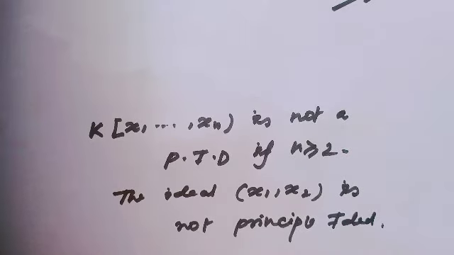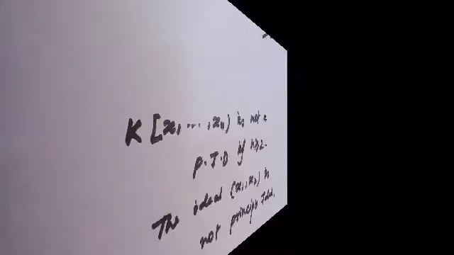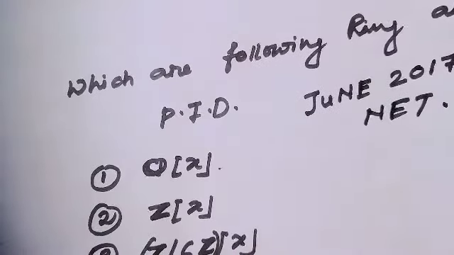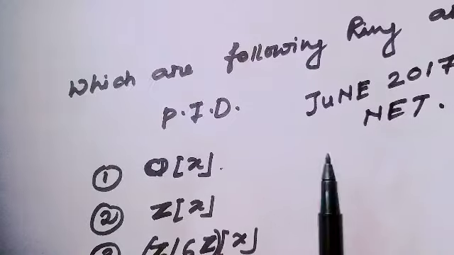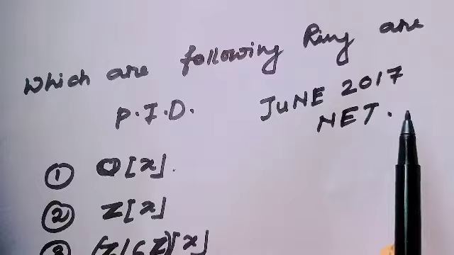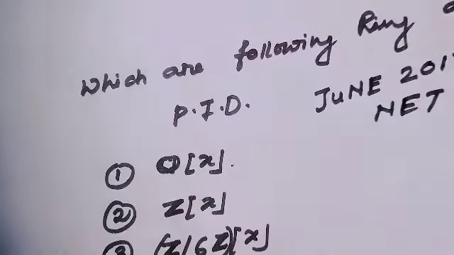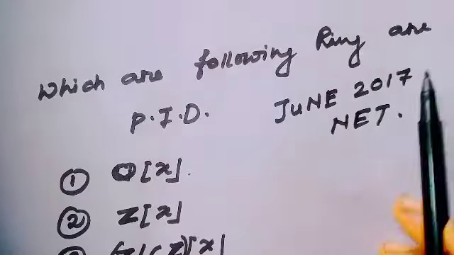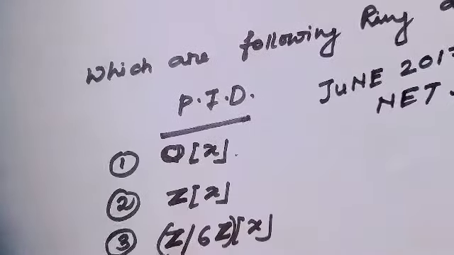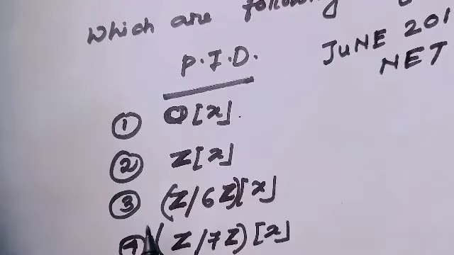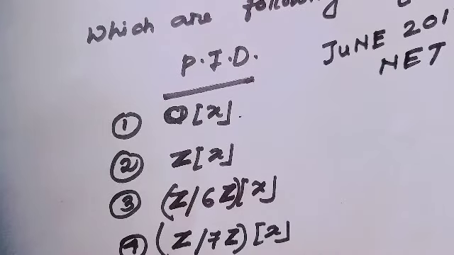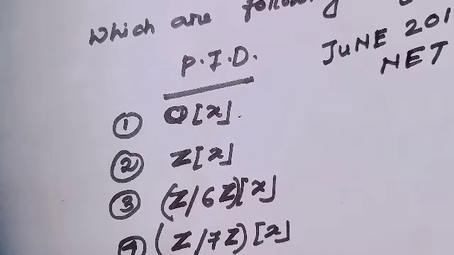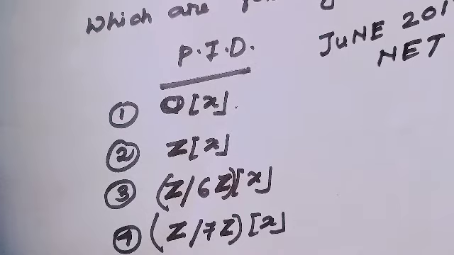So, this ring is not a P.I.D. We will see some examples which came in the CSIR NET exam about the P.I.D. The first question came in the June 2017 NET exam. The question is very simple and very easy. Which of the following rings are P.I.D.? First Q[x], second Z[x], third Z mod 6Z [x], fourth Z mod 7Z [x]. I hope all my viewers have understood what a P.I.D. of this ring is.